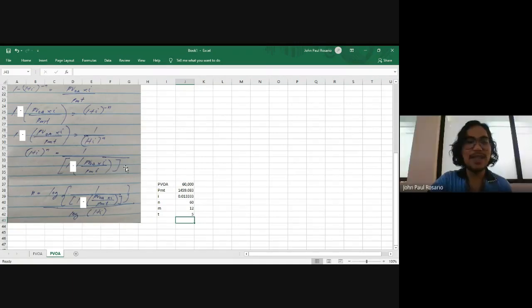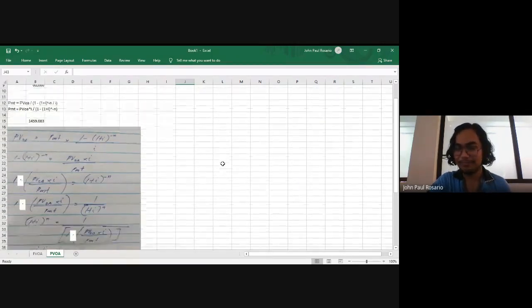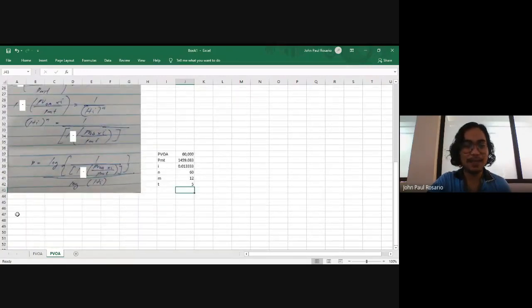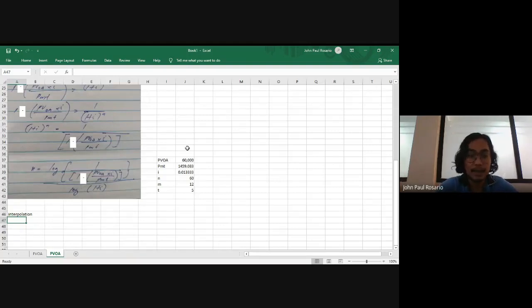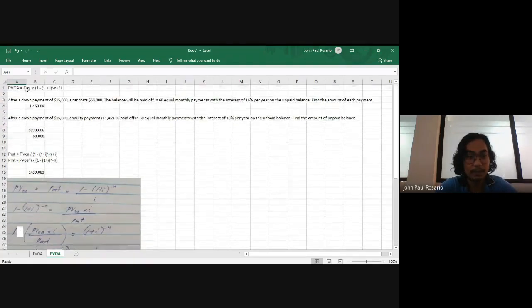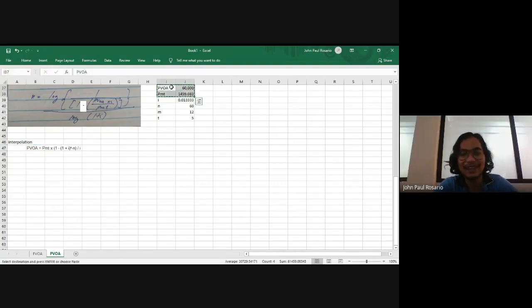Now, the question is, what if i is the unknown? What if i is the question? So when it comes to i, we use interpolation, the trial and error method. The thing here is that the percentage is a whole number, 16%. So let's just try this one. With this, we use this formula, and then we just assume some values.